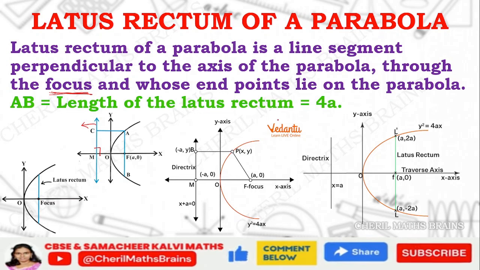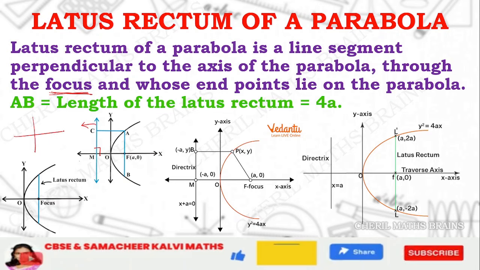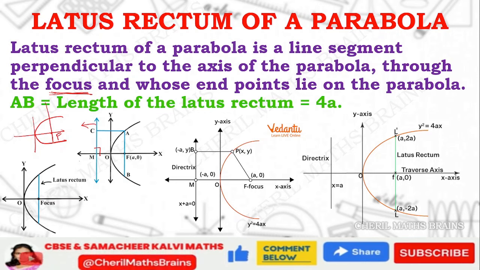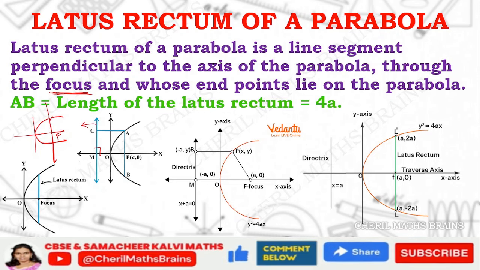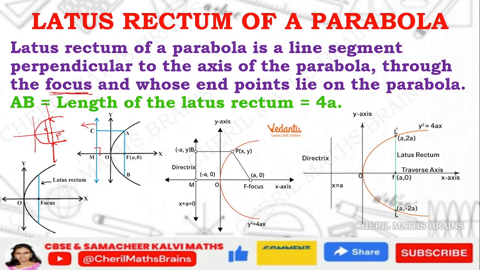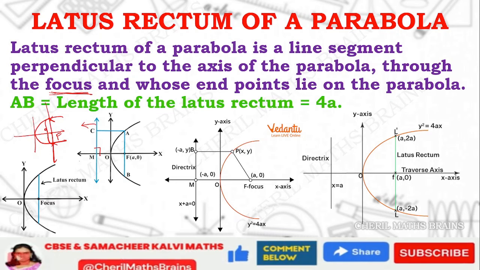It means if you have a curve like this, and you have the focus here, you have to draw a line here, but it should not exceed this. So our latus rectum will be the length of this line. Is it clear, children? So this entire length will be equal to 4a.